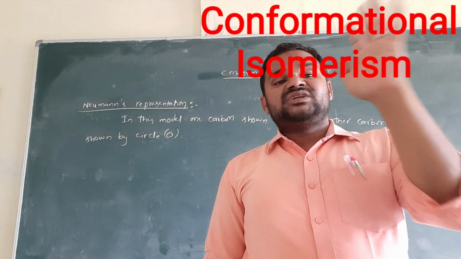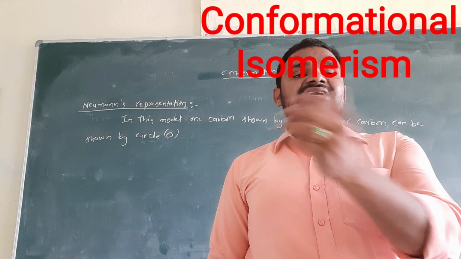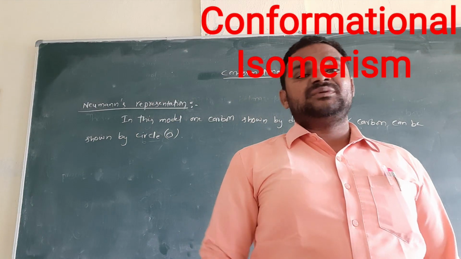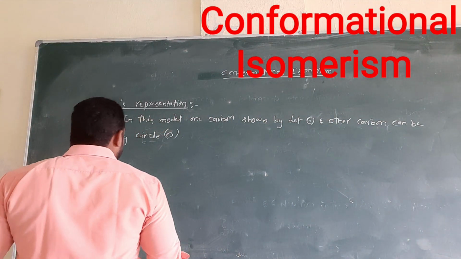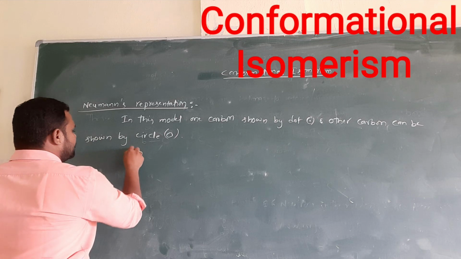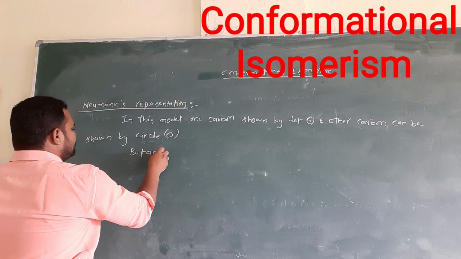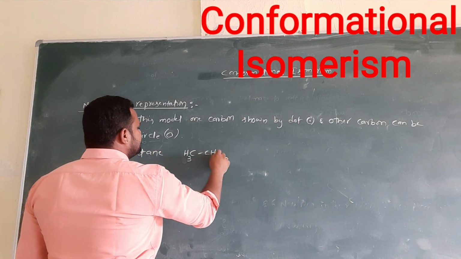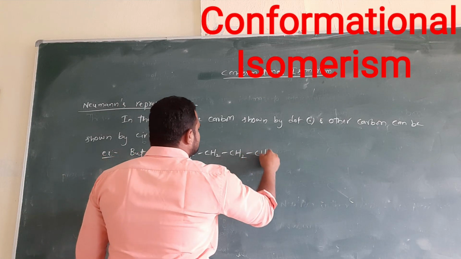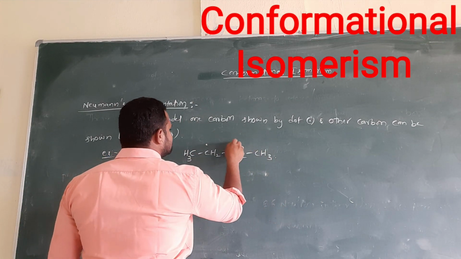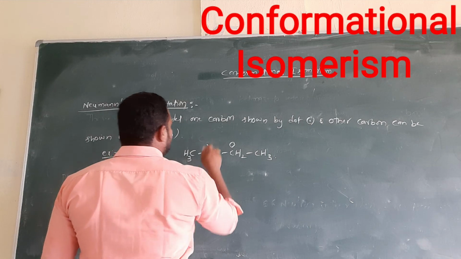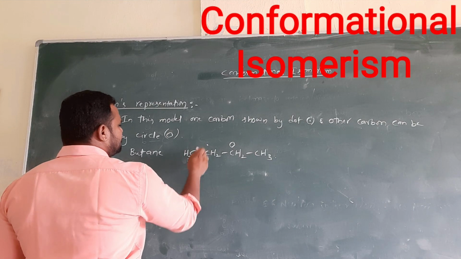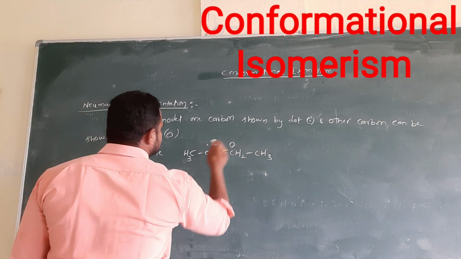Means only 3 groups are shown on the dot carbon as well as 3 groups on the circle carbon. But there is an inner bond in between the dot carbon and the circle carbon. Remember, for example, if you are observing butane, its molecule is formed by CH3, CH2 and CH2, CH3. Let us say this one is the dot carbon, this one the circle carbon. Here the bond is present, and 2 hydrogens and 1 methyl group are present on the dot carbon, as well as 2 hydrogens and 1 methyl group on the circle carbon.